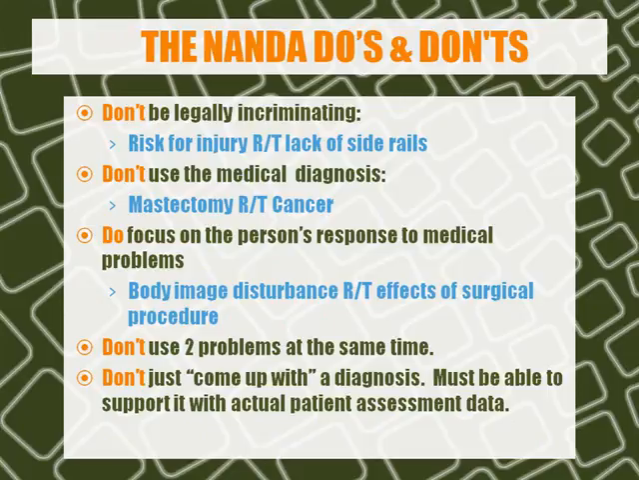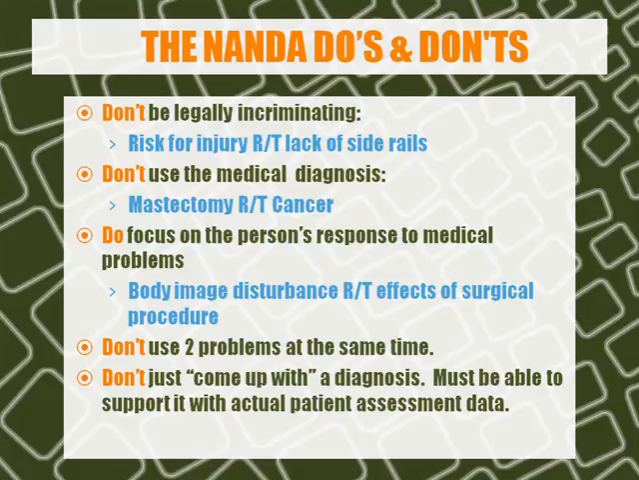There are some do's and don'ts when you are creating your nursing diagnosis. You don't want to be legally incriminating. In other words, don't hang yourself. If you write risk for injury related to lack of side rails, well, you just incriminated yourself. You've just said why. You just basically admitted to neglecting your patient. Also, don't use the medical diagnosis. You can't say they had a mastectomy related to cancer. Remember, no medical diagnosis in your nursing diagnosis.